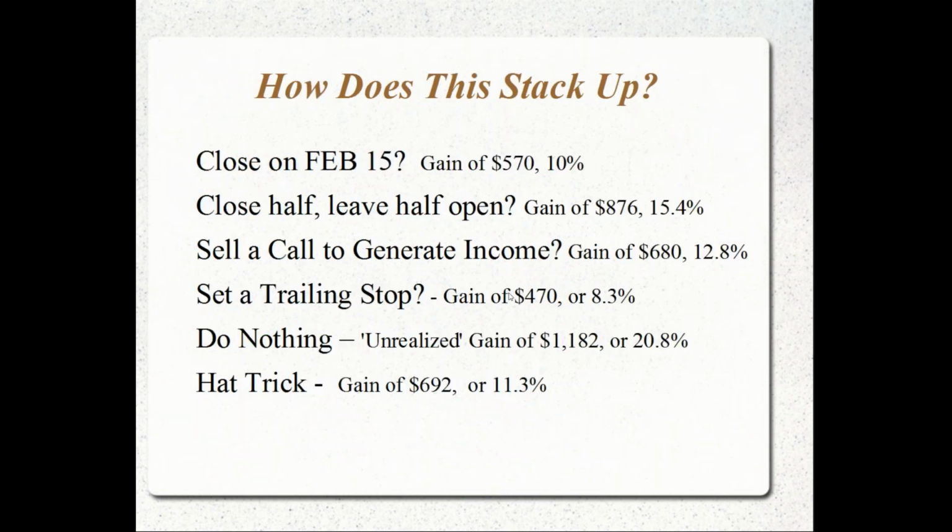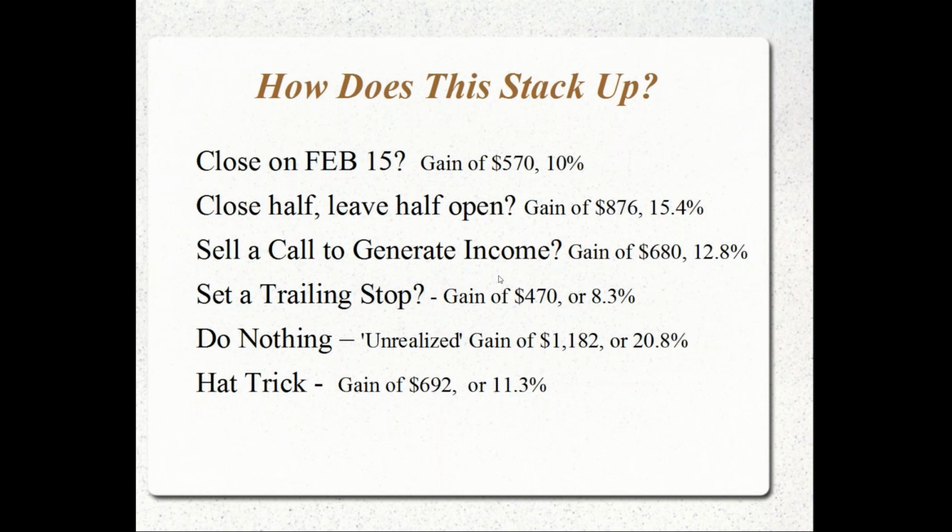Okay, so some of you are probably already asking this and you're already thinking this, why do all that work? How does this stack up? Remember, if you'd closed the position on February 15th, gain of 570 or 10%. You closed half and left the other half open. On March 17th, you would have had a gain of 876 total or 15.4%. If you would have sold the March 60 call on February 15th, generated $360 of premium but got assigned, maybe you didn't want to put in the $9 to buy to close the call and adjust it, you make $680 or 12.8%.